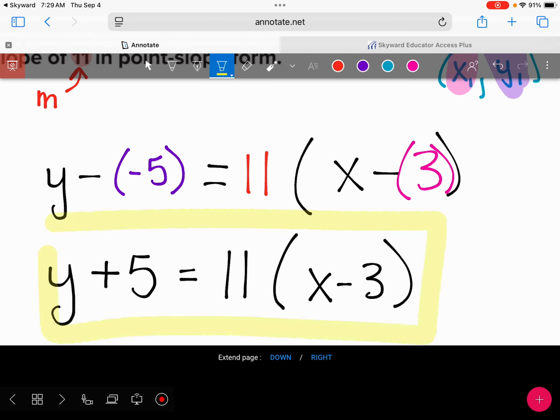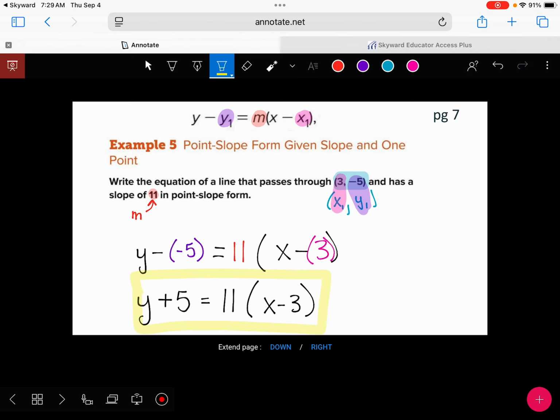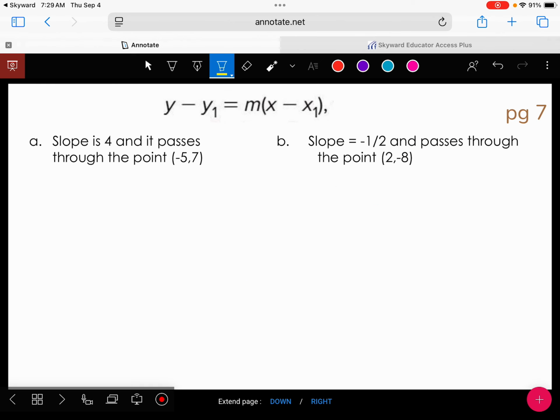And in fact, that exactly matches the one that the book, or the notes packet, walked you through over there. So we're going to find our x1 and our y1, we're going to find our slope, and we're going to substitute those in. So let's look down at the bottom. Same vibe. We're given a slope, and we're given a point. So we have a slope of 4, and it goes through the point -5, 7.